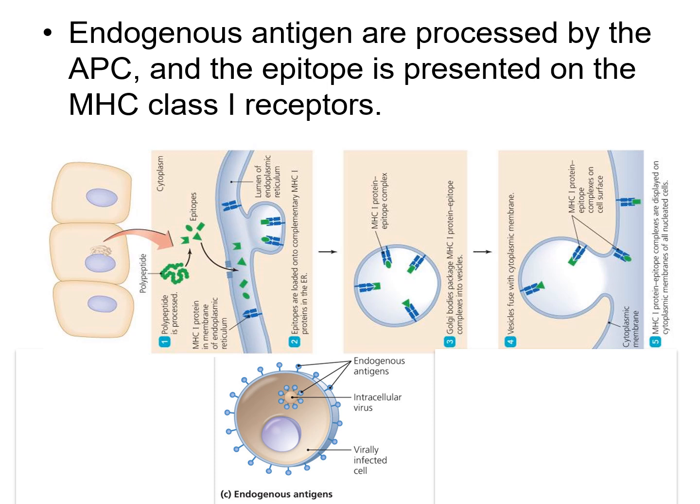If you look at image label 3, the ER then sends that package to the Golgi body or Golgi apparatus, where it is still attached to the MHC 1 that was originally on the ER. Go to image 4. Vesicles fuse with the cytoplasmic membrane. So the MHC 1 now puts it on the cytoplasmic membrane. So now you should understand the endogenous antigen picture below.